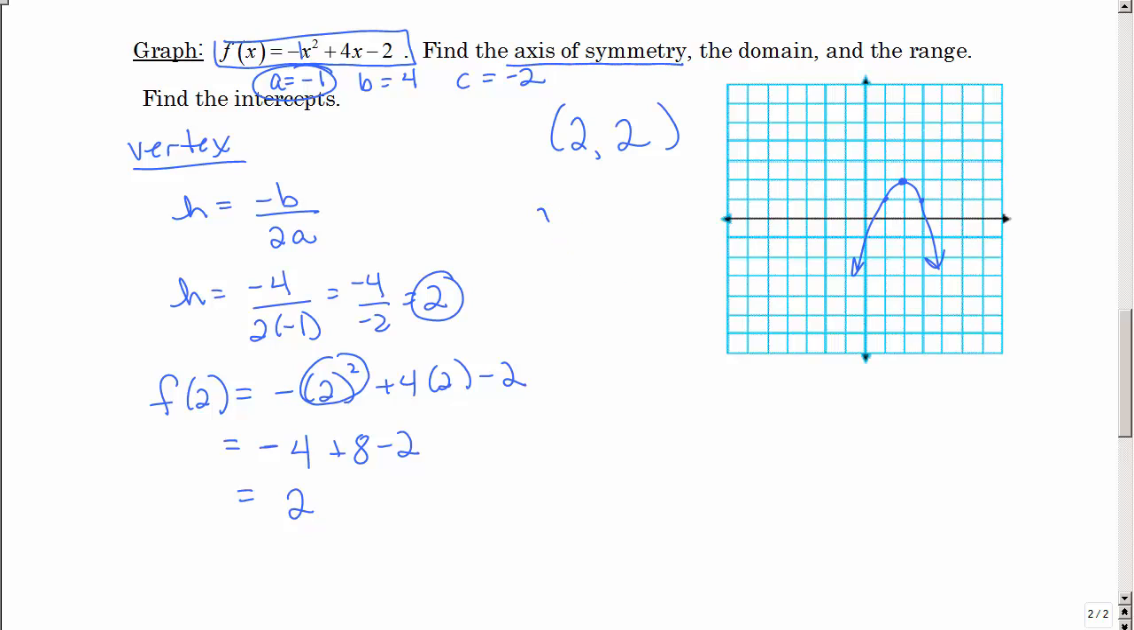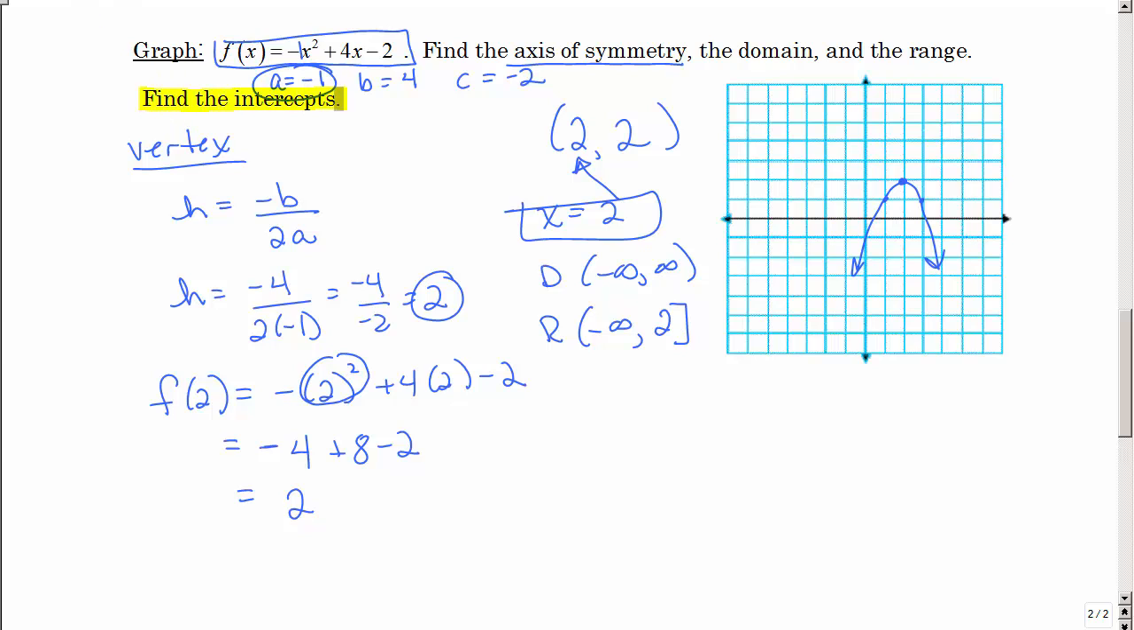Axis of symmetry is x is equal to 2. Remember, it's always that value. The domain, that's easy. And the range, remember, bottom to top. Bottom to top.